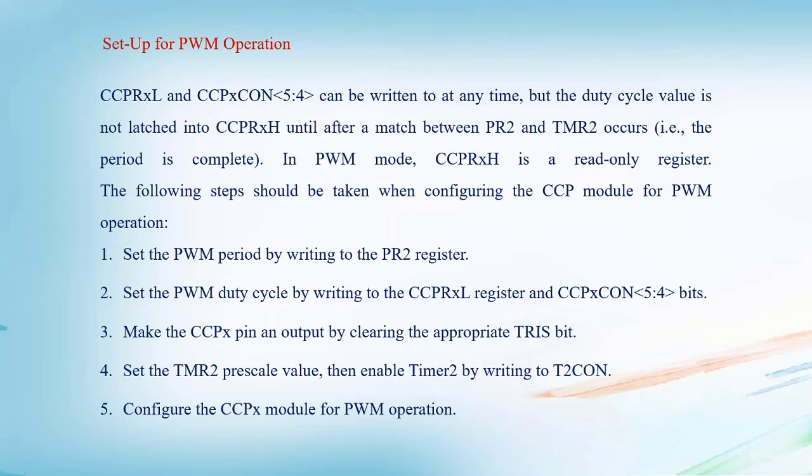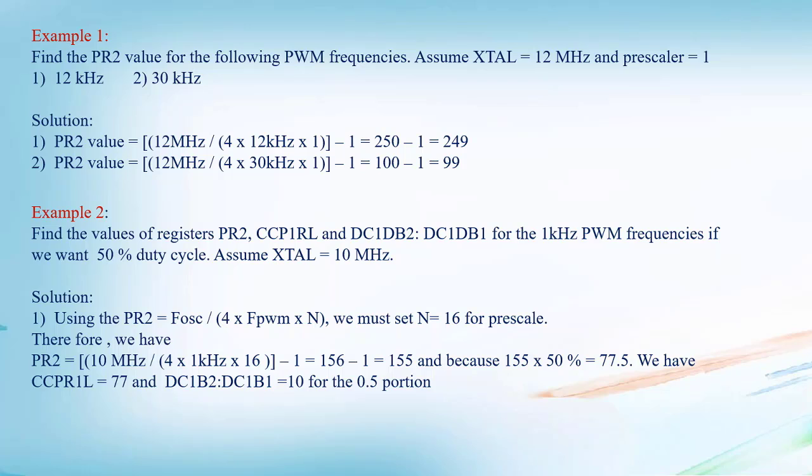Then set the TMR2's prescale value. Then enable Timer 2, which means start Timer 2 by writing to the T2 control register. And the fifth step is to configure the CCPx module for PWM operation. Let us take some examples.